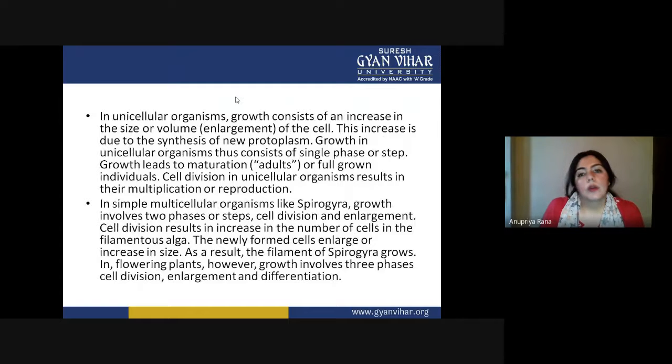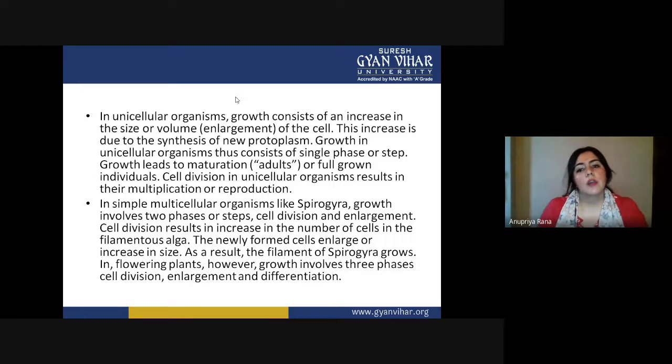In unicellular organisms, this talk was all about multicellular organisms. What happens in a unicellular organism is that it has just one single cell. Growth consists of an increase in size or volume. So the first thing they do is enlarge their size and volume. This increase is due to the synthesis of new protoplasm, which happens at the time of growth and developmental phases. So they enlarge and become adult.